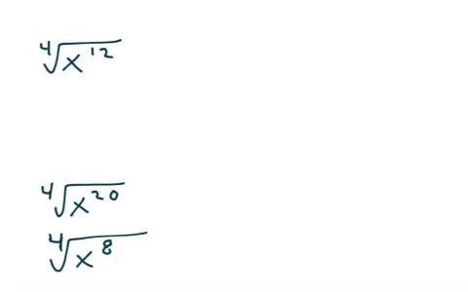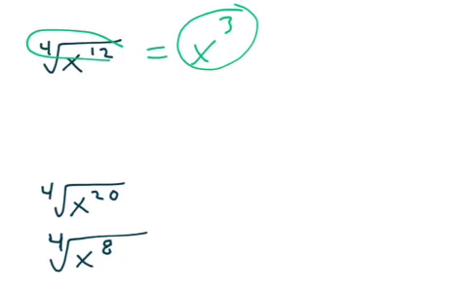Now try these last three. Well, again, this one I could draw it out, but just to save time, does everybody agree this one's just x to the 3? Again, look at the power. 12 divided by 4 is 3. So what are these next two, guys? This one's x to the 5, right? And this one's x to the 2. Again, 20 divided by the 4 is 5. 8 divided by the 4 is a 2.